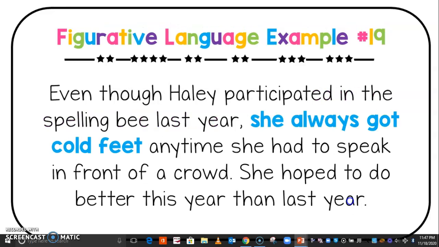Even though Haley participated in the spelling bee last year, she always got cold feet anytime she had to speak in front of a crowd. She hoped to do better this year than last year. Okay. She always got cold feet. Of course, we know she doesn't really get cold feet, right? So what would the literal language be?